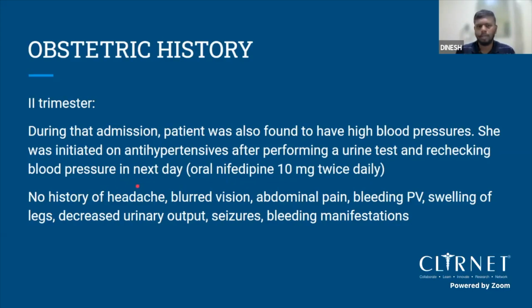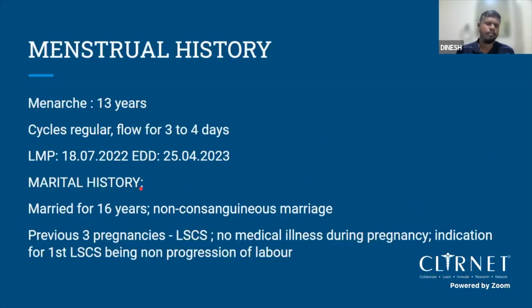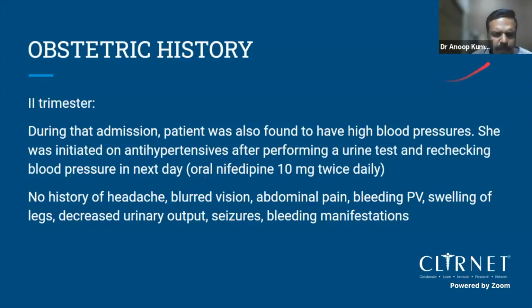But there was no history of headache, blurred vision, abdominal pain, bleeding per vaginum, swelling of legs, decreased urinary output, seizures, or any bleeding manifestations. What is the significance of these history?